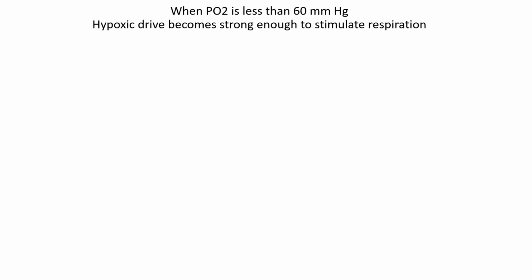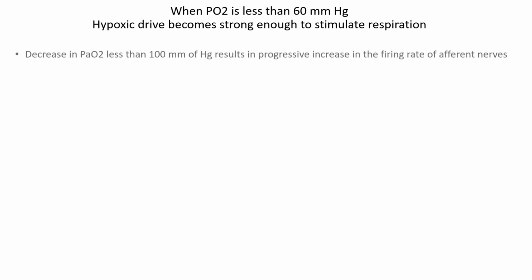As of now, we have an idea that increased partial pressure of carbon dioxide stimulates the central chemoreceptor, and decreased partial pressure of oxygen stimulates the peripheral chemoreceptor. But when the PO2 is less than 60 mmHg, the hypoxic drive by this peripheral chemoreceptor is strong enough. Why? What is happening between 100 mmHg and 60 mmHg? Why does it take time to become strong below 60 mmHg? That is very important to know.